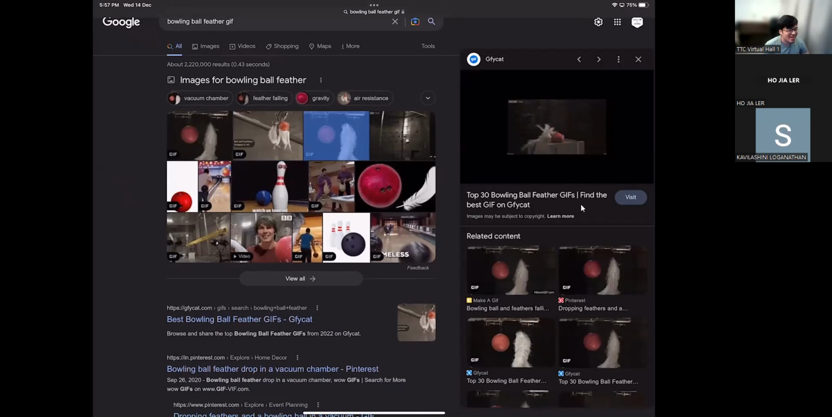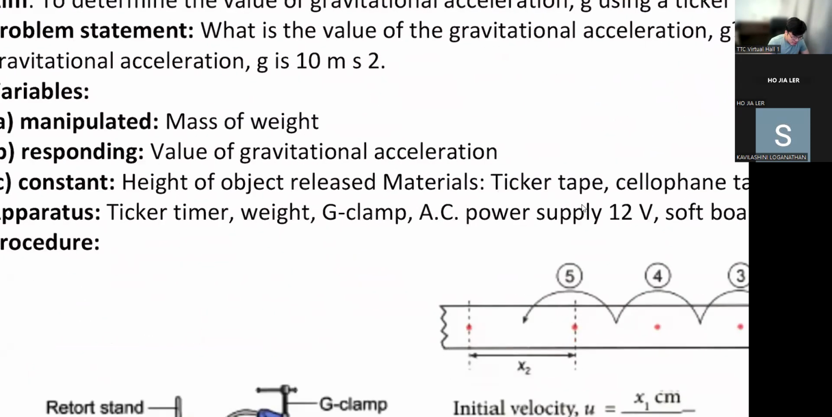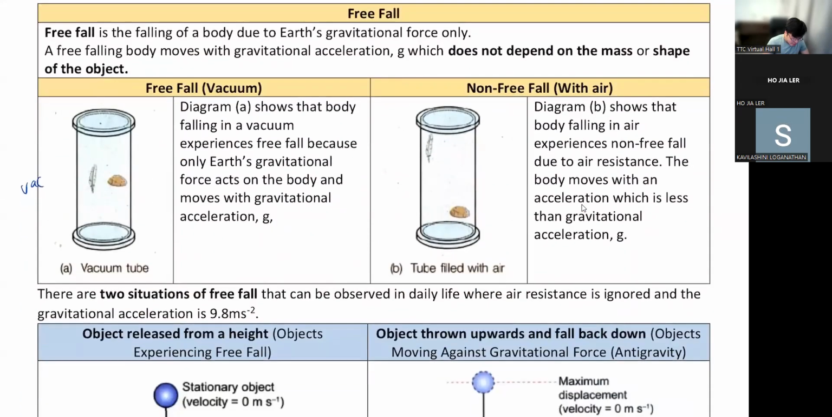Wow, awesome, isn't it? So in this vacuum case, we call it free fall. What does it mean by free fall? Free fall means there's only Earth's gravitational force acting on the body. No air resistance. Your object just flies through the air and reaches the ground at the same time.